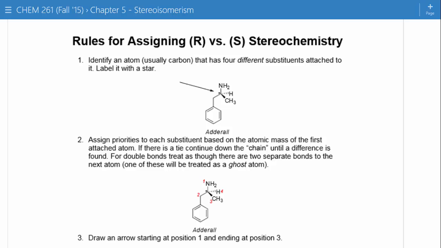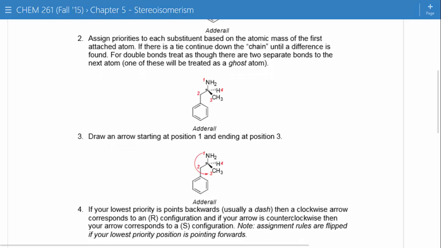So the first thing you need to do is identify your stereocenter and label it with a star. We just practiced that, so that's pretty straightforward. Next we need to assign priorities to each substituent coming off of that stereocenter, and the way we assign priorities is we look at the atomic mass of the attached atoms. Our stereocenter is a carbon. If we look at the attached atoms, we've got one substituent where the attached atom's a nitrogen, another where it's a hydrogen, another where it's a carbon, and another where it's a carbon. So which one's the heaviest atom?